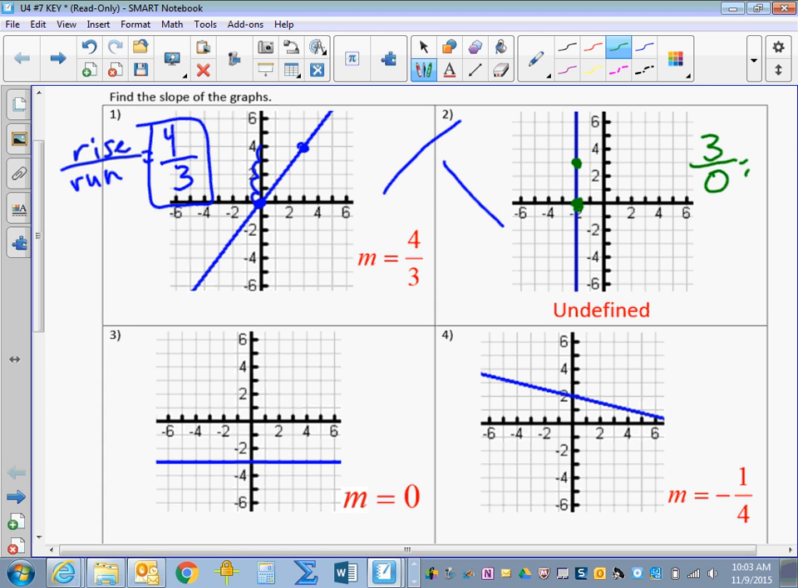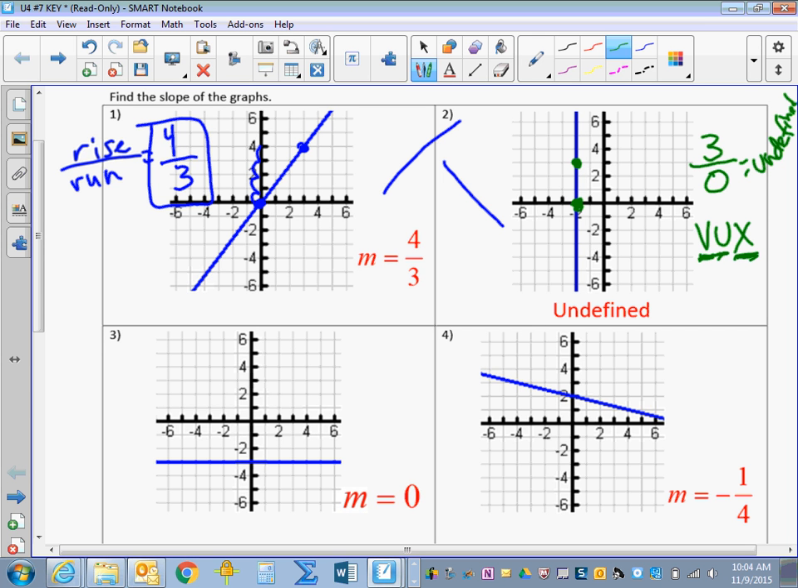So this means our slope is undefined. Also, if you remember from our notes before, this is a vertical line. For vertical lines, we have the acronym VUX: Vertical lines, Undefined slope, X equals. So a vertical line has an undefined slope, and my equation is X equals. What is the equation for this graph here?